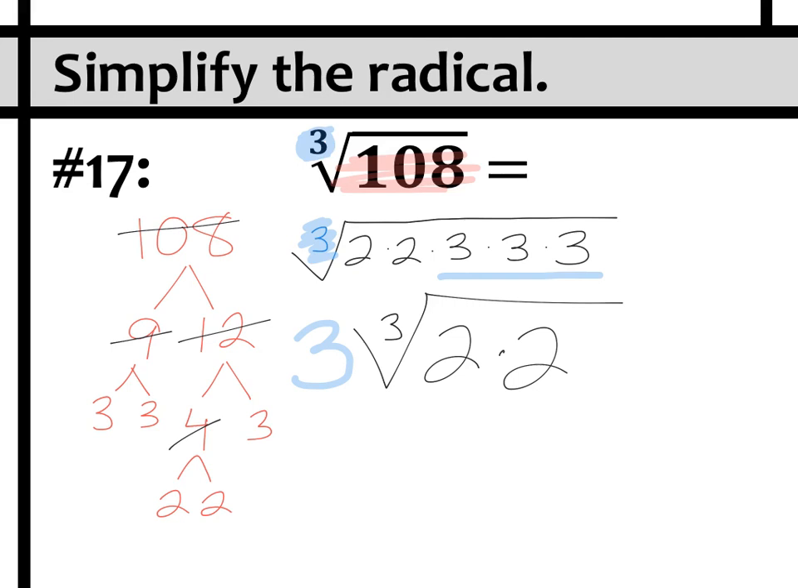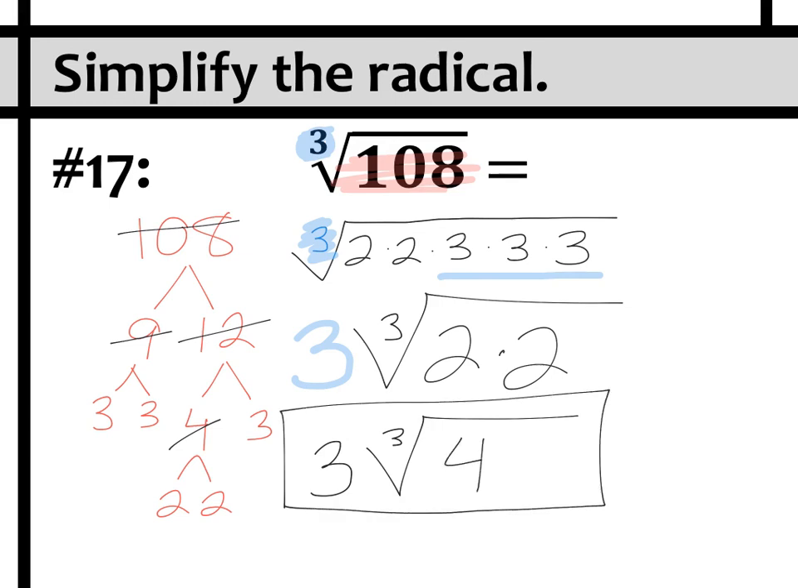The last thing we do is we simplify as much as possible. There's just a 3 outside, but if there was something else out there, like a 7 or something, we would do like 7 times 3. Inside we have 2 times 2, which is 4. So it's just cleaning it up, making it look a little bit nicer.